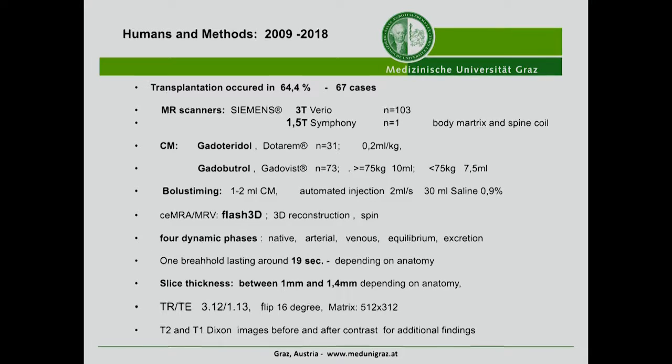All scans were around 19 seconds, depending on anatomy, in one breath hold. Slice thickness between 1 and 1.5 millimeters. And we also did T2 before and T1 Dixon before and after contrast to see additional findings.